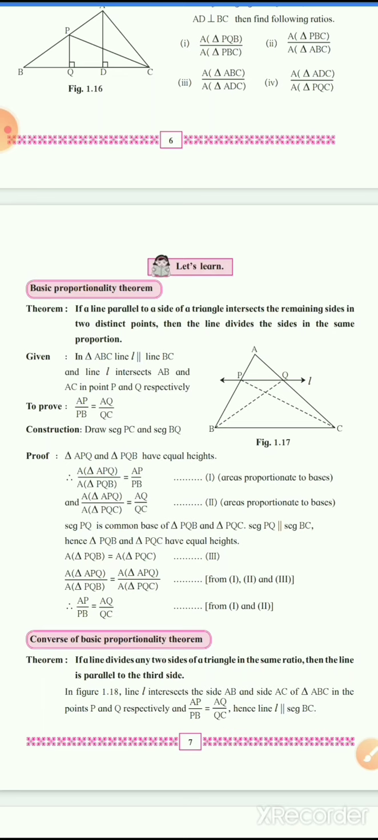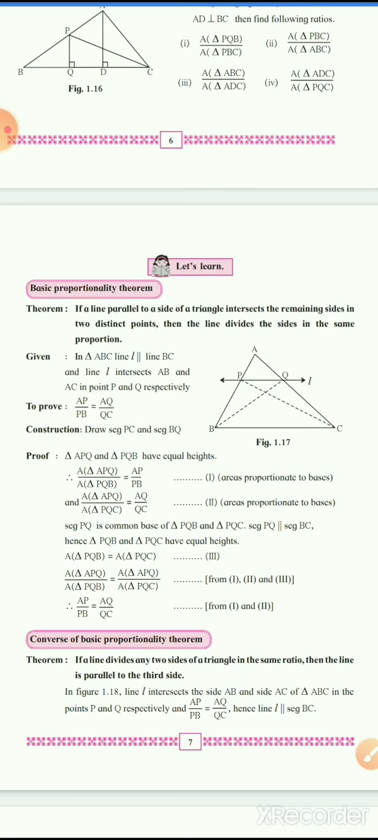Now construction, you can see in dots. Draw seg PC and seg BQ. With the help of this construction, we can see the triangles in this figure. So let us start now. Proof.